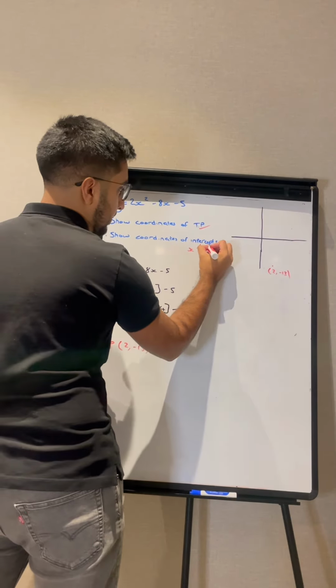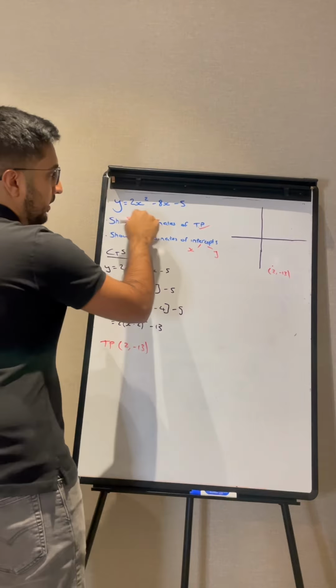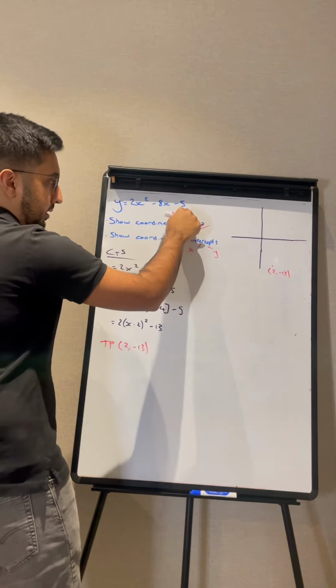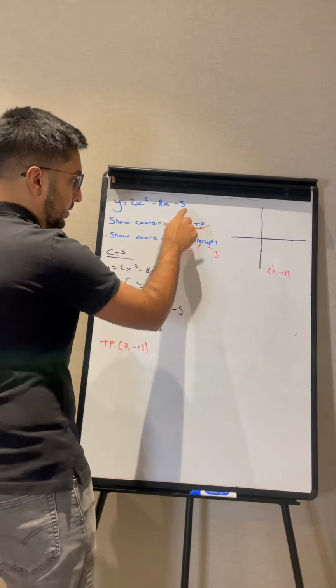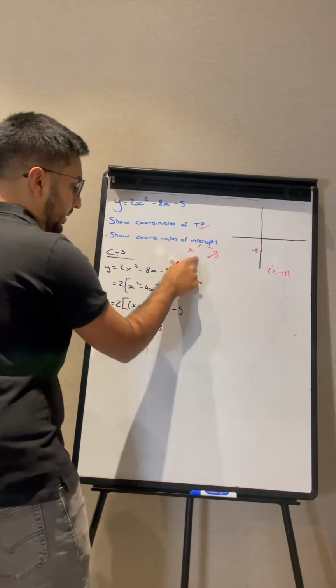You've got the x-intercepts and the y-intercepts. This is ax squared plus bx plus c. Plus c is minus 5. That's there. Now the x.